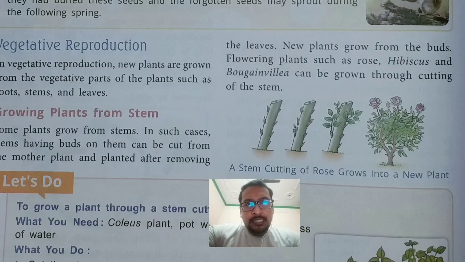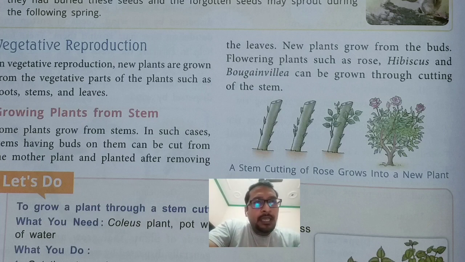Let me tell you, leaves are doing photosynthesis. They are also helping in transpiration, meaning they are giving out excessive water also. They are taking carbon dioxide, making food, respiring also. So if the leaves are removed, then only the roots will germinate first. The new plant grows from the buds, and flowering plants such as rose, hibiscus, and bougainvillea can be grown through cutting of the stem.